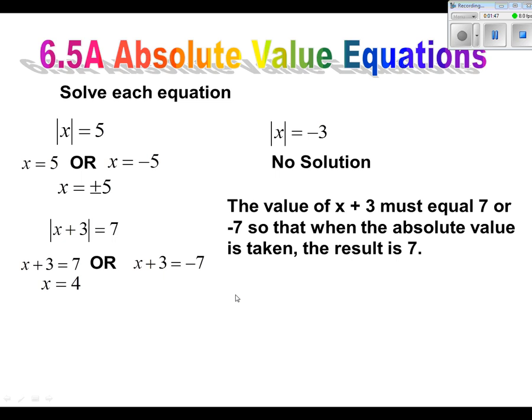And when you subtract 3 from both sides, we get x equals 4 on the equation on the left. We also subtract 3 from both sides over here, and we get x is equal to negative 10.